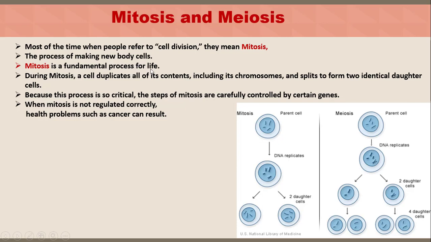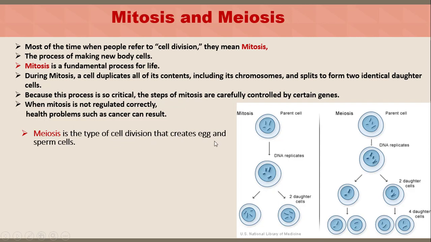Mitosis is a fundamental process for life. During mitosis, a cell duplicates all of its contents, including its chromosomes, and splits to form 2 identical daughter cells. Because this process is so critical, the steps of mitosis are carefully controlled by certain genes. When mitosis is not regulated correctly, health problems such as cancer can result.